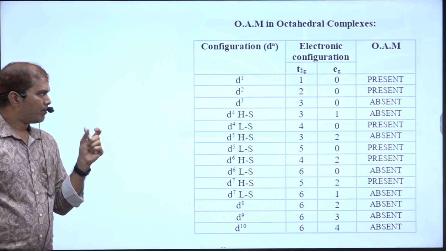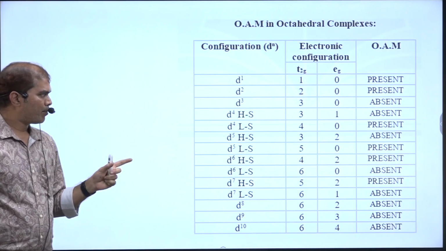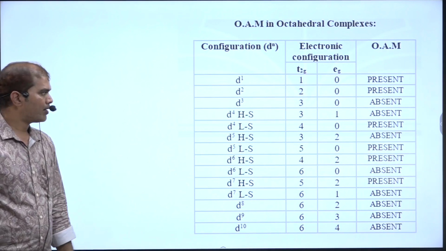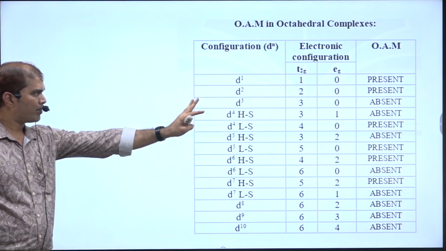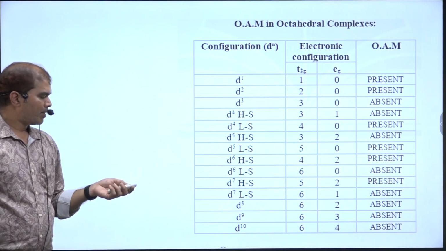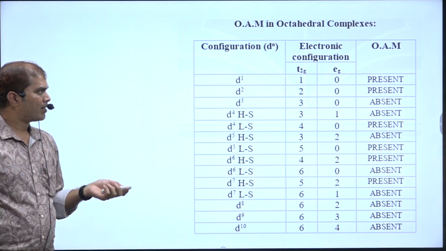Orbital angular momentum, the magnetic moment or the magnetic properties have been explained, and after the magnetic properties, an orbital angular momentum table has also been provided both for octahedral as well as tetrahedral.